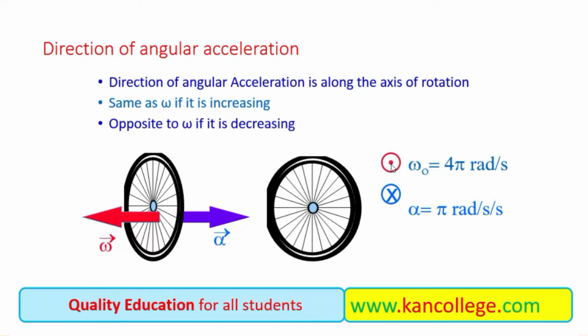The dot sign shows pointing outward, or pointing toward yourself, and the cross sign convention shows pointing into the plane, or away from you.